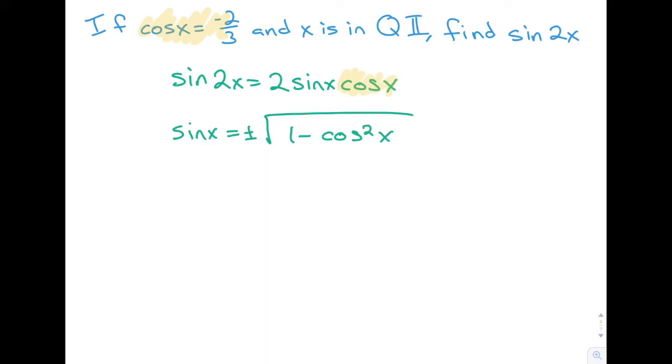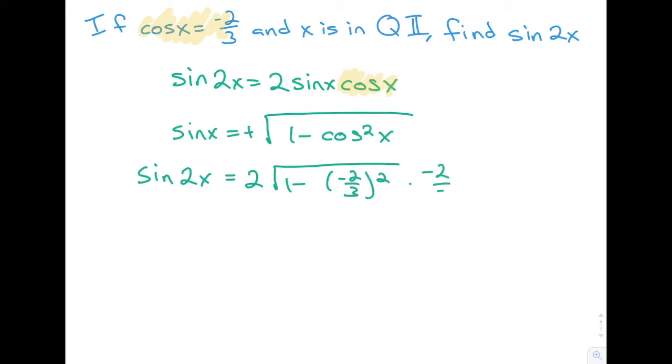Now we've got sine x equals this thing, but we need to figure out whether we need the positive or the negative version of this formula. Well, we're in quadrant 2, and sine has positive sign in the second quadrant. So we can get rid of that negative. Then sine of 2x equals 2 times the square root of 1 minus cosine squared x, where cosine x is negative 2/3 squared, times negative 2/3.